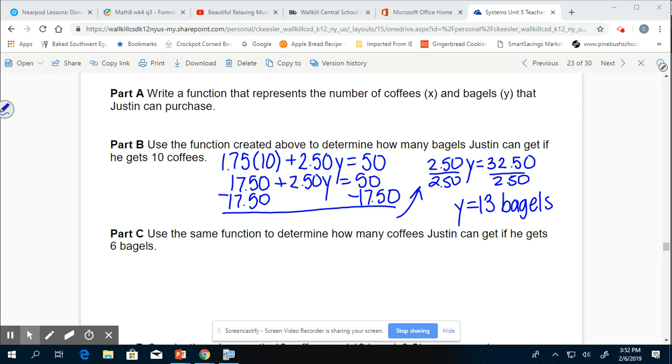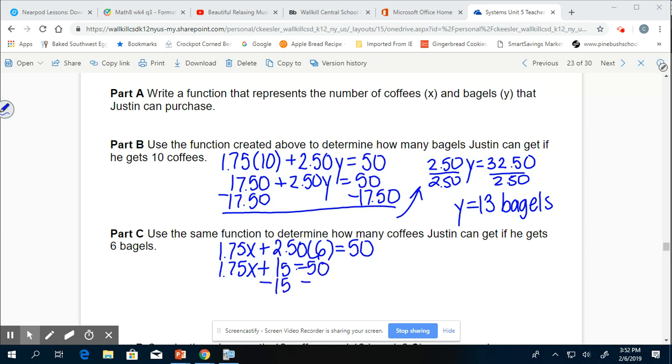Part C, use the same function to determine how many coffees Justin can get if he gets 6 bagels. So we remember that the bagels were y. We plug in 6 for y. We have 1.75x plus 2.50 times 6 equals 50. And we're going to go ahead and solve for x this time. So 1.75x plus 2.50 times 6 is 15 equals 50.